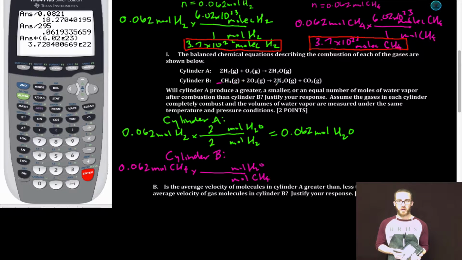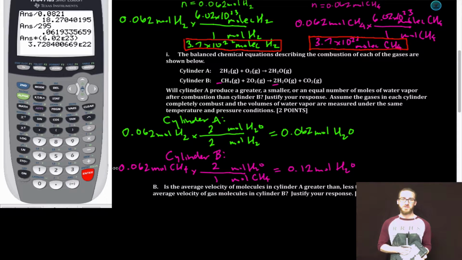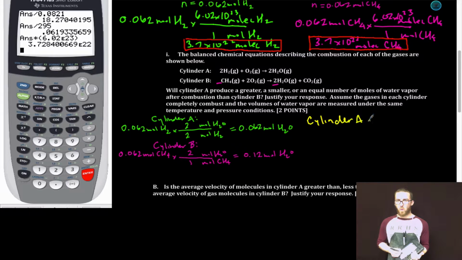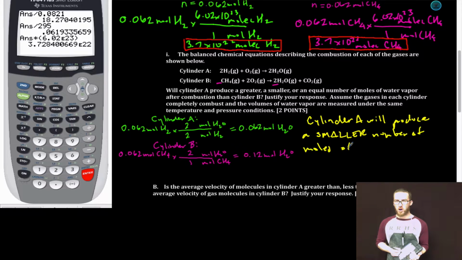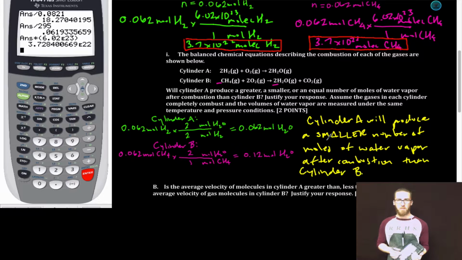Carefully consider the combustion equation that you provided. Here the relationship isn't 2-to-2, it's 2-to-1. So when I combust 0.062 moles of CH4, I'm going to make 0.12 moles of water vapor. So I'm going to make twice as much water vapor in cylinder B upon the combustion of 0.062 moles of methane than I would upon the combustion of the 0.062 moles of hydrogen. Don't forget to answer the question. Cylinder A will produce a smaller number of moles of water vapor after combustion than cylinder B. Boom. Answered, justified. Let's keep going.